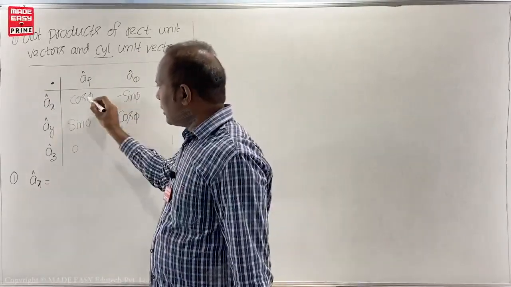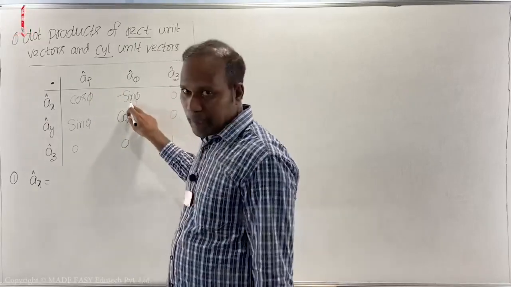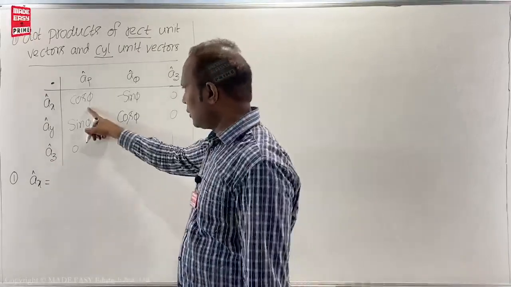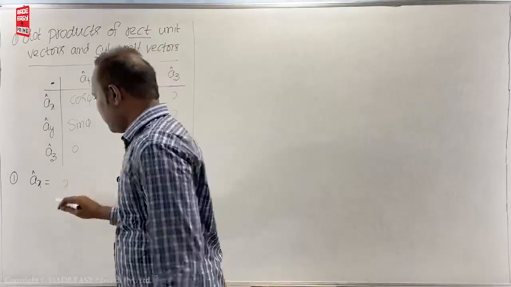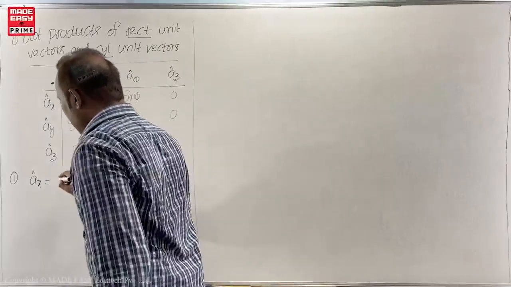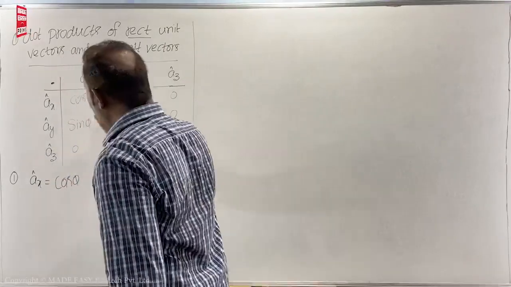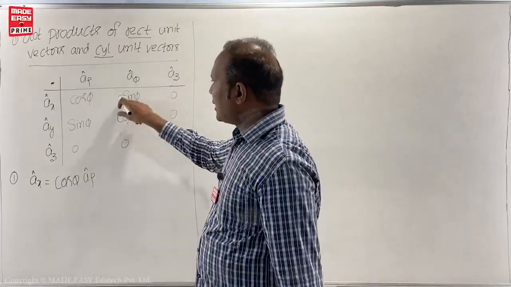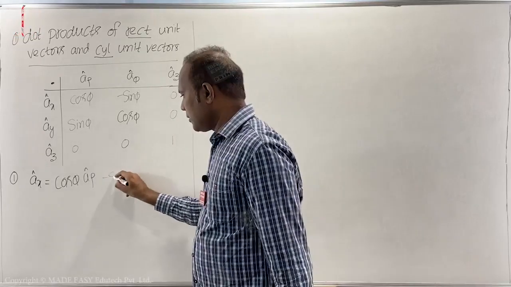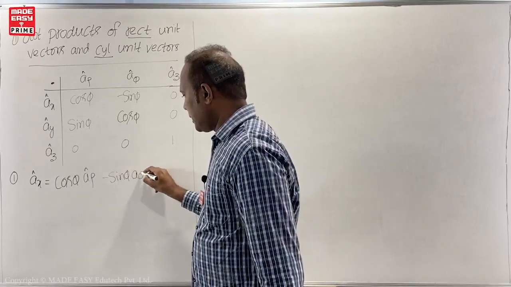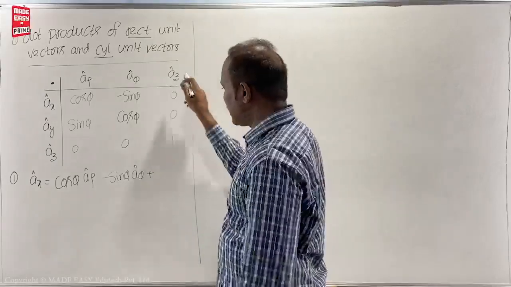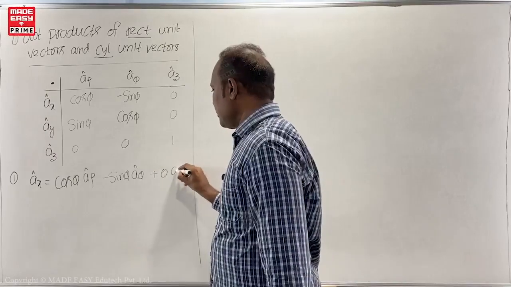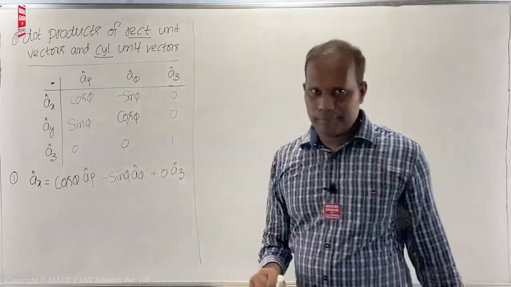Ax cap is equal to cos phi into a rho plus minus sin phi into a phi plus 0 into az. So cos phi into a rho, then minus sin phi into a phi, and plus 0 into az, that is just 0. I will write like that, 0 into az, because I want to write that in matrix form.